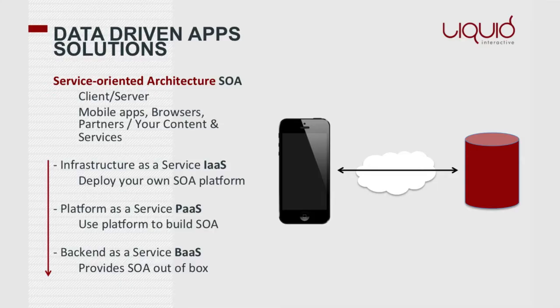That provides a way for you to deploy your own SOA platform. So if you're developing your own thing like Amazon did, finding a way to do that with hardware and connectivity is what you call infrastructure as a service. Platform as a service, that's where you can use an existing platform to create an SOA. So Amazon provides a lot of diverse services and connected services that allow you to build your own application on top of an SOA. And there's also back-end as a service.